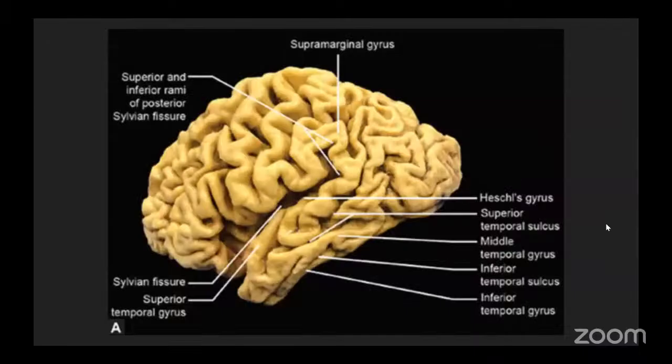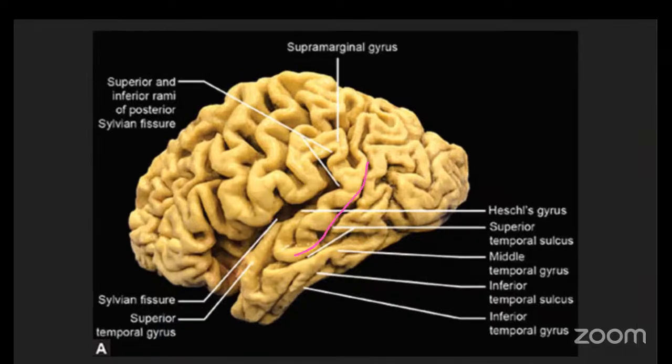You can see the Sylvian fissure, which is very wide here, and you can see the superior temporal sulcus going around here. And then we have this inferior temporal sulcus somewhere here.